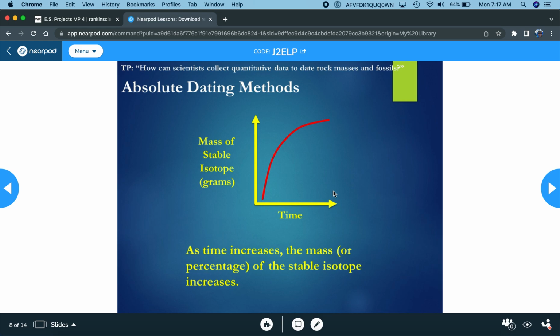All right, now this is the opposite, right? So now copy this down. As time increases, the mass or percentage of the stable isotope increases. If you want to draw these graphs, you certainly can. All right, so you're going to put time here on the x, mass of the stable isotope in grams along the y. That can easily be percent remaining. As time increases, we can see that this line increases as well. And this would be considered a direct relationship from our lab on graphing in lab number 4.